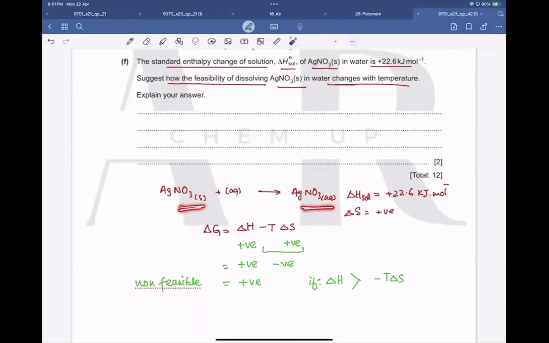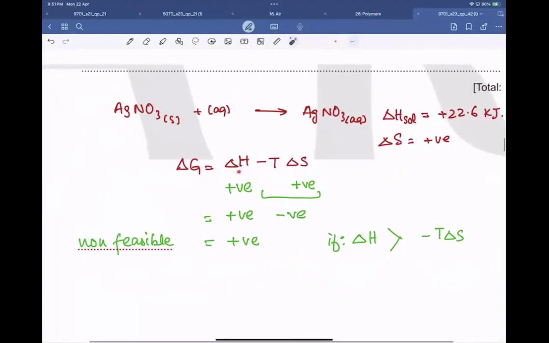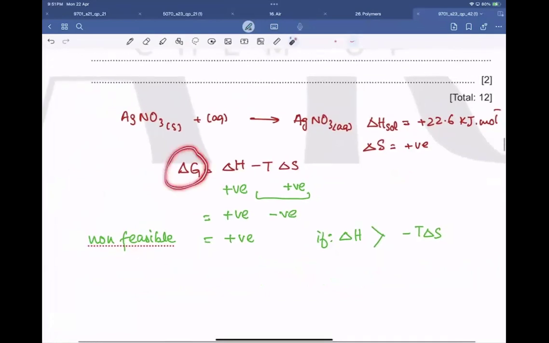That this is a solid and this is aqueous. So aqueous has more irregularity, more randomness in it, so the entropy change would be positive. Now, this is the equation that gives free energy, from which we can find the feasibility. So if you see, delta H is positive, right? And entropy change is positive. But here the sign is negative, which makes this whole term negative.